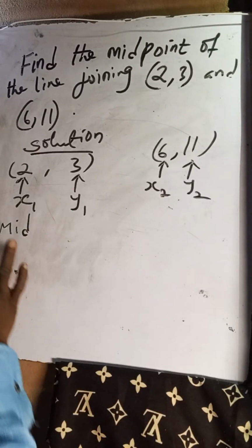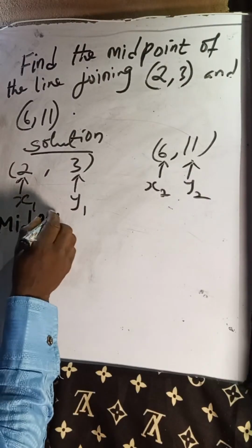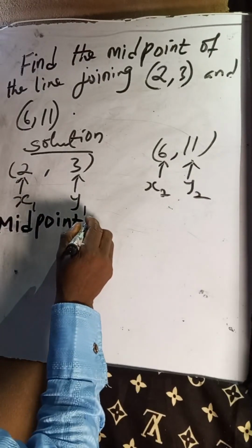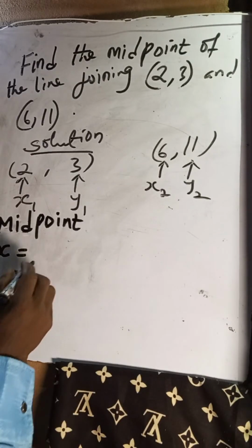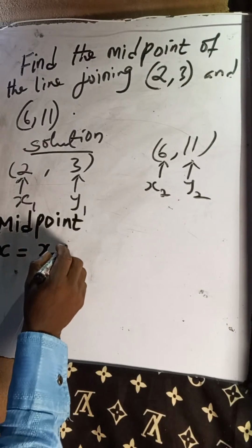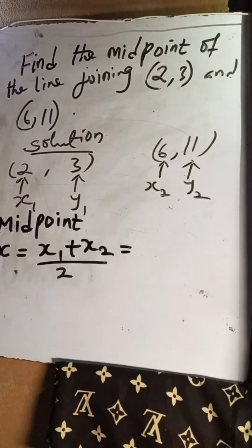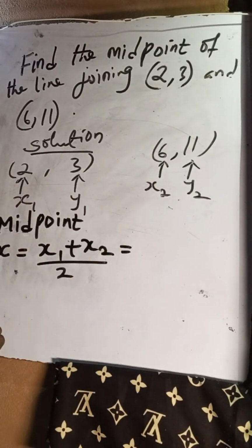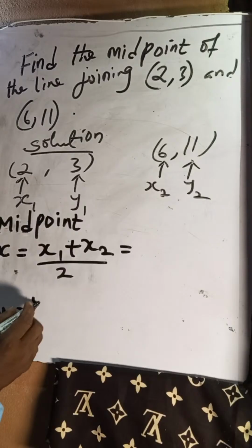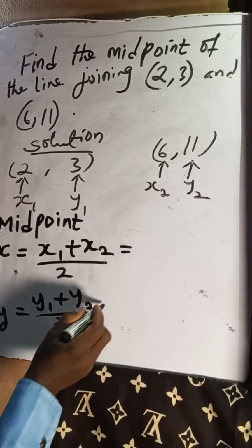So midpoint is going to be this. So we'll take one after the other, okay? Take the first one for x. For the x, we are going to have x1 plus x2 divided by 2. Okay? So x1 plus x2 divided by 2. Then for y, we are going to have y1 plus y2 divided by 2.